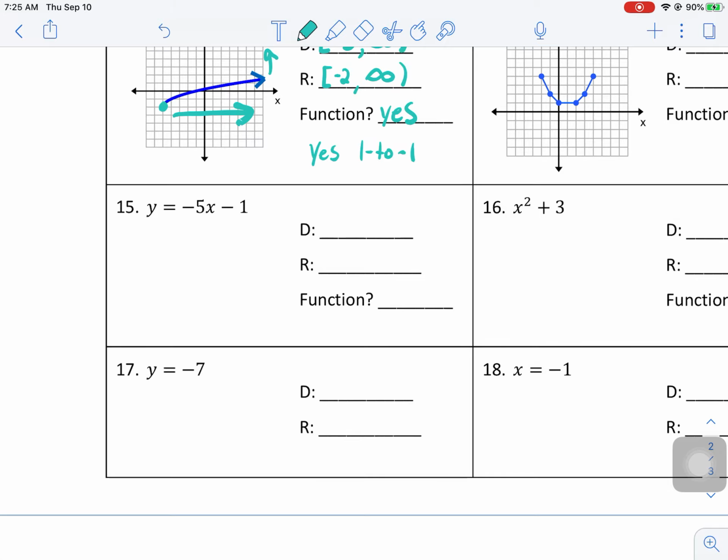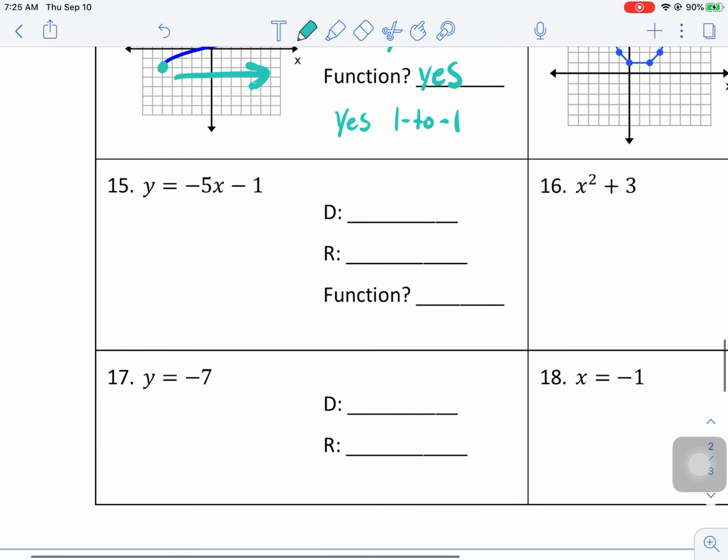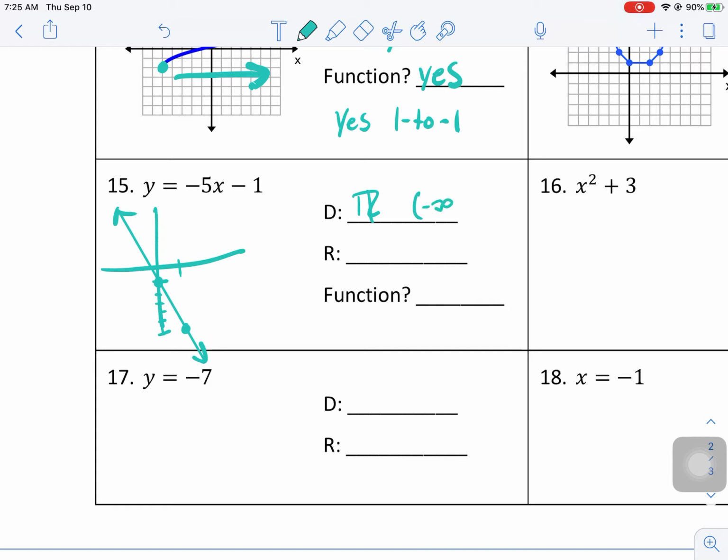These last couple, these would be ones that you're trying to graph, okay? So let's just go through them real quick. If you need to sketch it, that's totally fine, right? Negative 1, and then it's going down 5 to the right 1. So 1, 2, 3, 4, 5. To the right 1 would be here. So this graph looks like this. Domain in this case, right, it's going forever in the x direction. So we could say all real numbers. Okay, you could also say from negative infinity to positive infinity. Both of those are good. The range also would be all real numbers. And then is this a function? Yes, it is. And then one-to-one, it would pass the horizontal line test everywhere, so it is one-to-one.